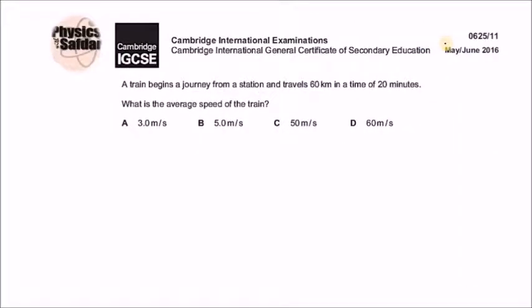Now this question is from the May-June 2016 series. The question is, a train begins a journey from a station and travels 60 km in a time of 20 minutes. What is the average speed of the train? We have four options here.